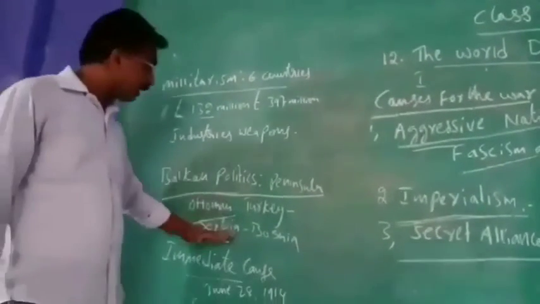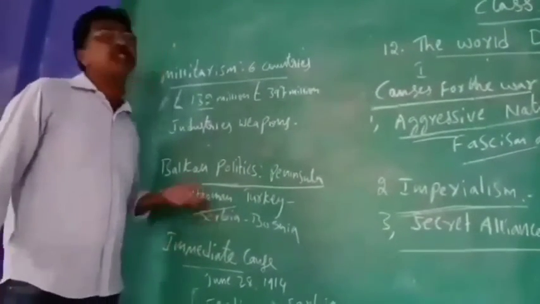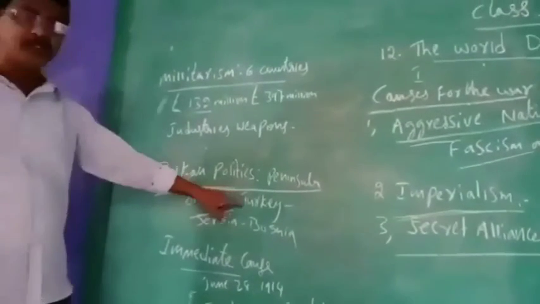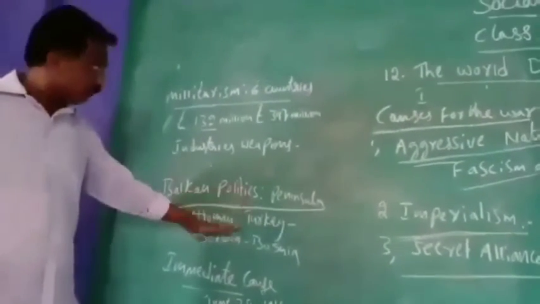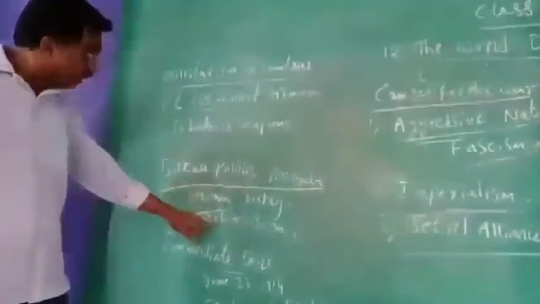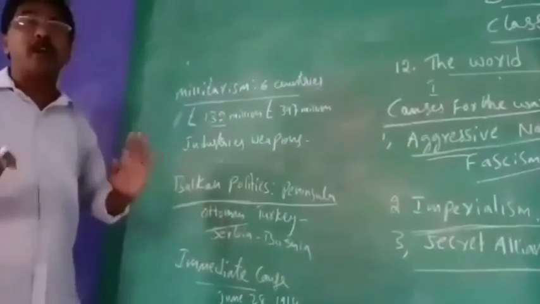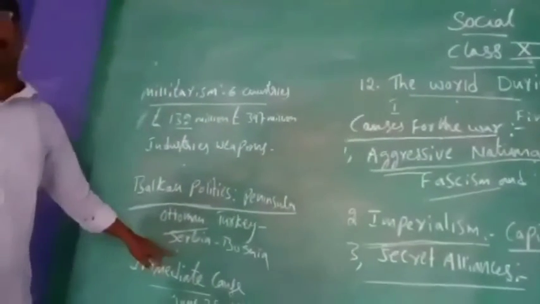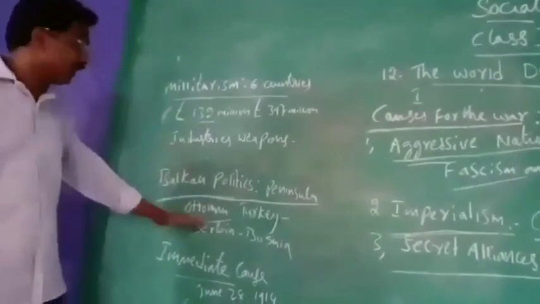Serbia became independent, and you see what happened. This is the main reason. Before that, Serbia was under the hands of Turkey, and now Serbia became independent. Because of becoming independent, what happened? Austria went and occupied Serbia. That is the main reason here.